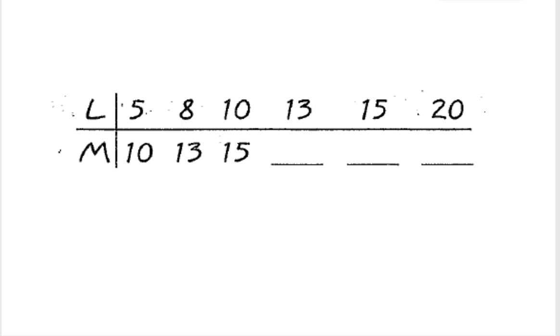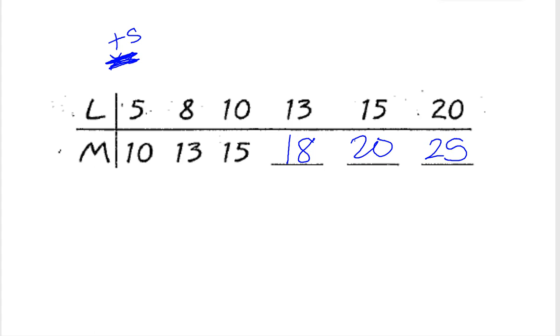I can also show a chart sideways like this, the function chart. Let's figure out the rule. So we have 5 to 10. Well, that can either be plus 5 or times 2. So look, 8 to 13. Well, 8 times 2 is not 13, so it must be plus 5. 8 plus 5 is 13. 10 plus 5 is 15. So I'm going to add 5 to 13. 13 plus 5 is 18. 15 plus 5 is 20. And 20 plus 5 is 25.